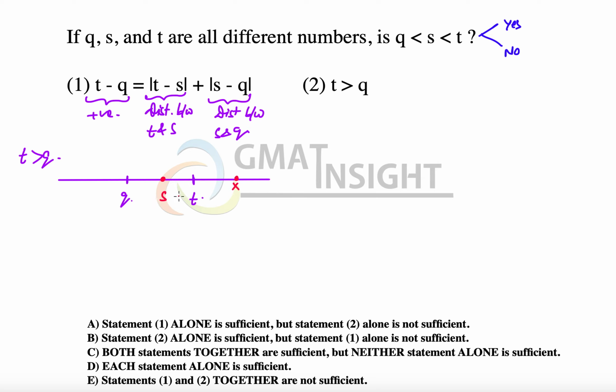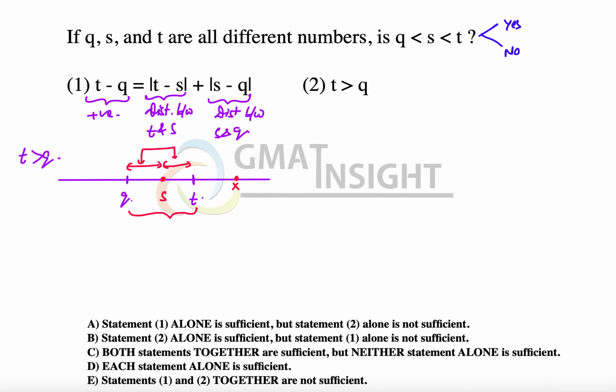Now the possibility of taking a point s is here. If we take the point s here, the distance between t and s is defined as this distance, and the distance between s and q is defined as this distance, and we see that the sum of these two distances is equal to the distance between t and q. So s can definitely be between q and t, where we know that q is less than t.